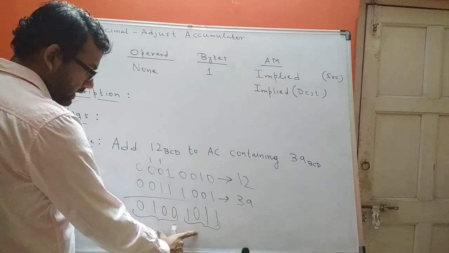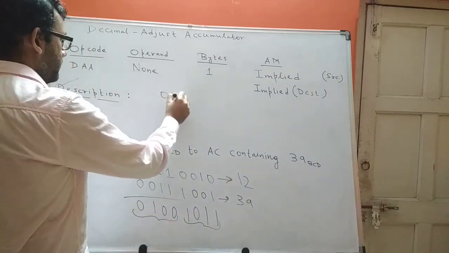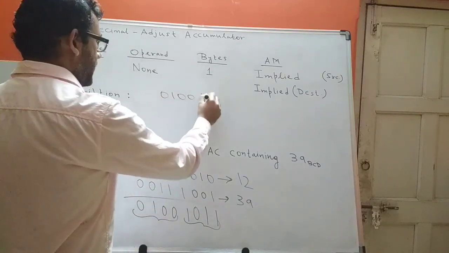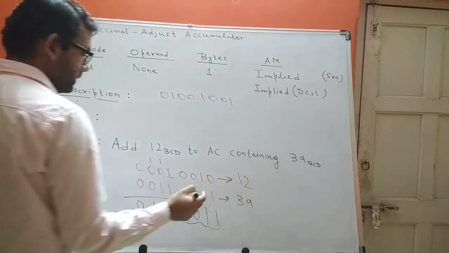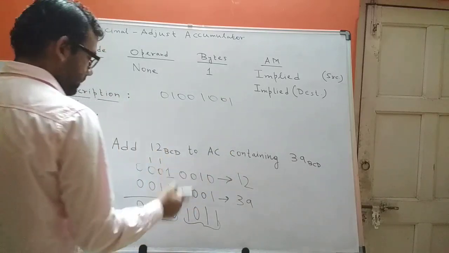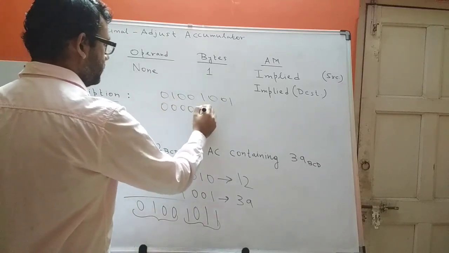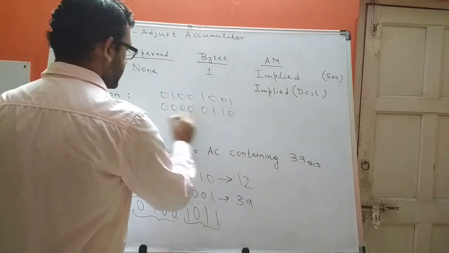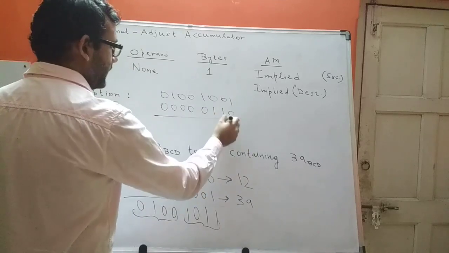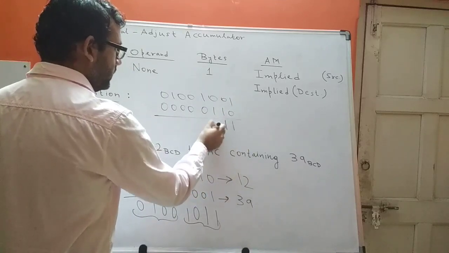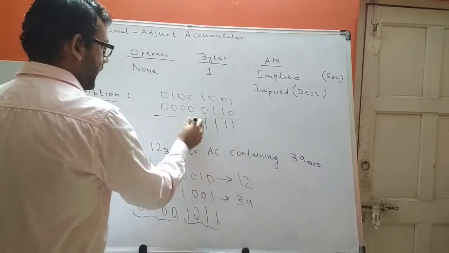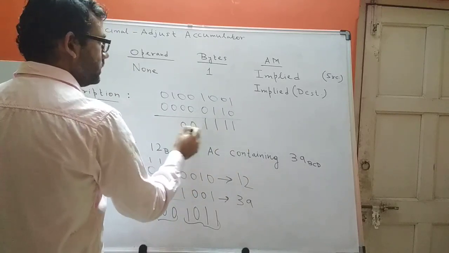So if the low order 4 bits are greater than 9, what should I do? I should take this result, write it here, and add, if you have noted down the description part, 0, 6. So this is 0 and this is 6. Let me add 0, 6.